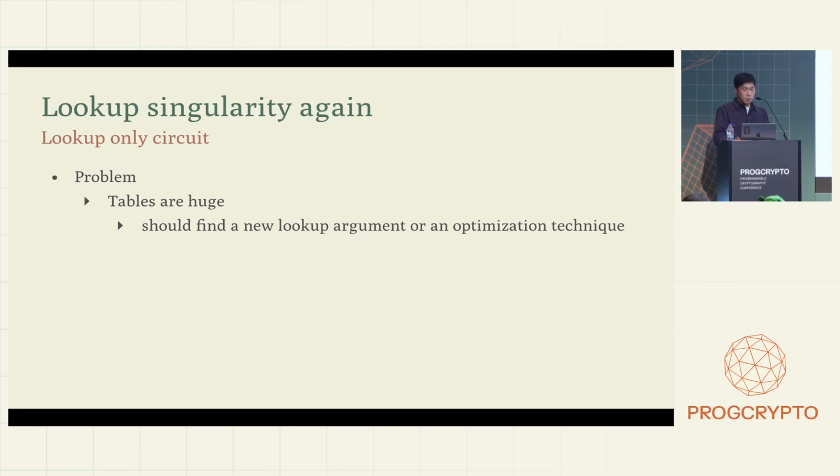But the problem was the table size. The tables are huge. Let's imagine that you want to make a zkVM for some 64-bit architecture. Then you should store 2 to the 128 values in the table for each instruction. That is so big. So we should find a new lookup argument or an optimization technique for reducing the prover cost.